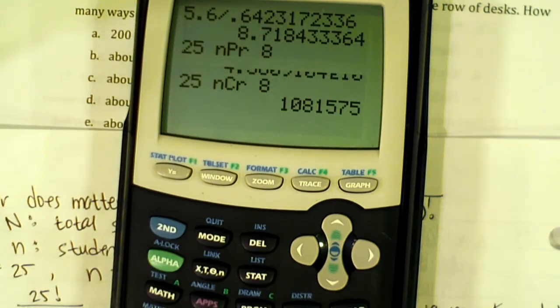So as you can see, when order does matter, our number is a lot higher than when order doesn't matter. So we had 4.4 billion possibilities when order mattered, and now we just have, that's what, 1 billion something possibilities.